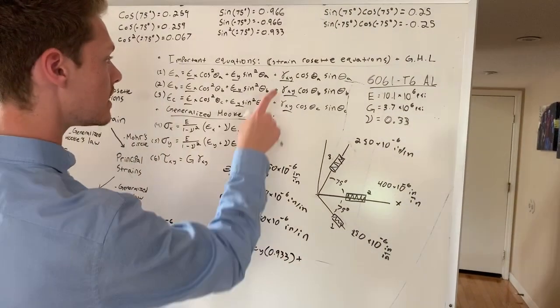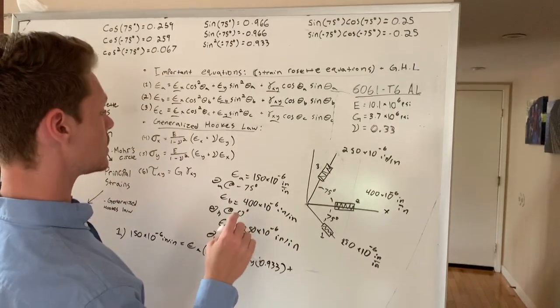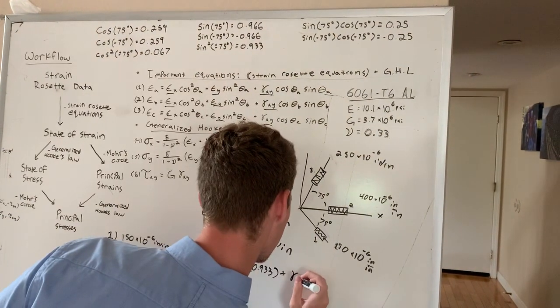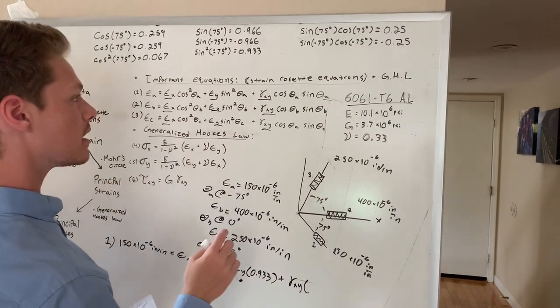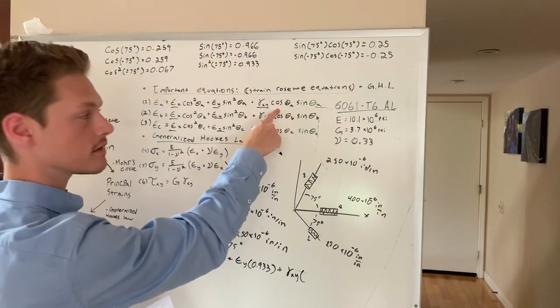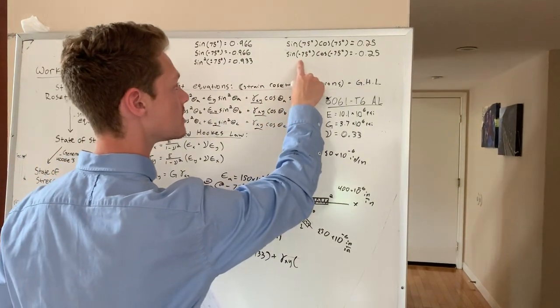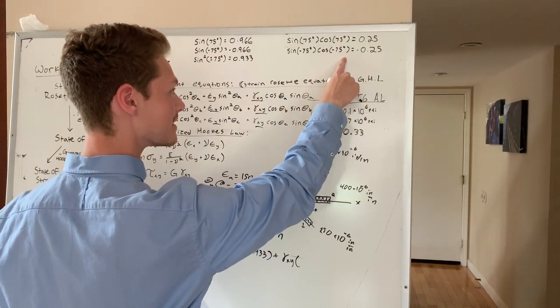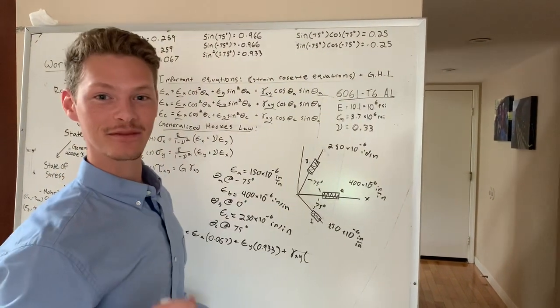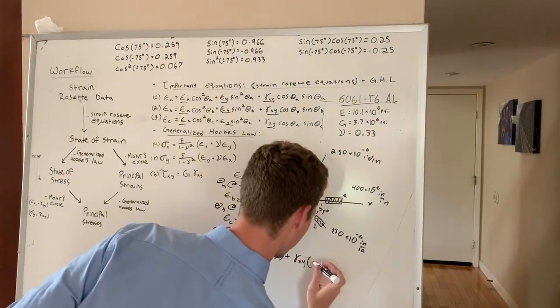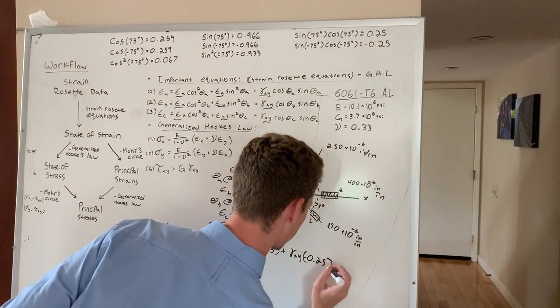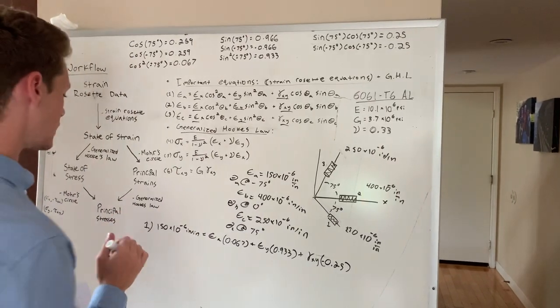And then we get to add that to gamma xy, which is going to be multiplied by cosine of negative 75 times sine of negative 75, which I put over here. Sine of negative 75 times cosine of negative 75 is equal to negative 0.25. All right, that's going to be our first equation.